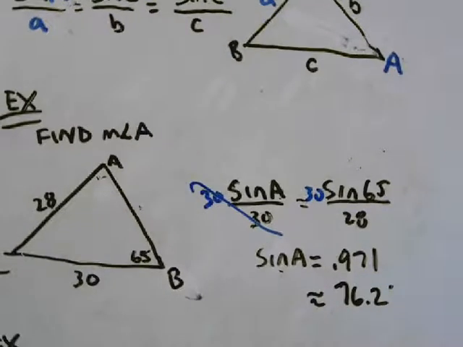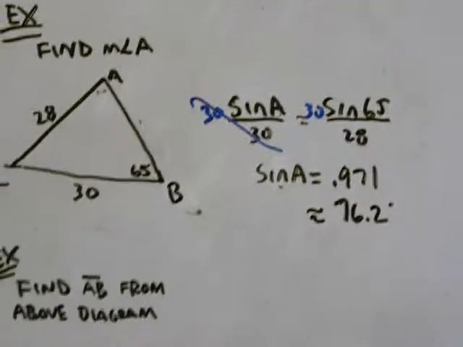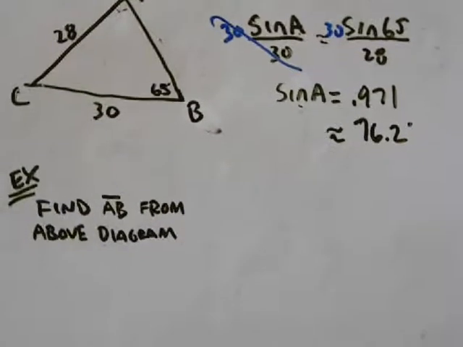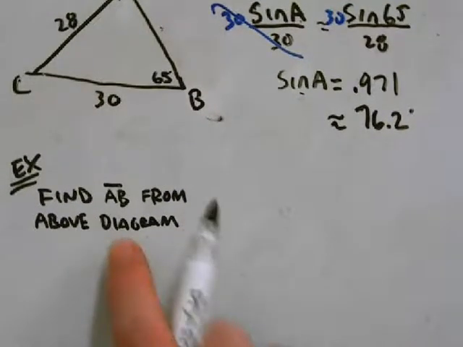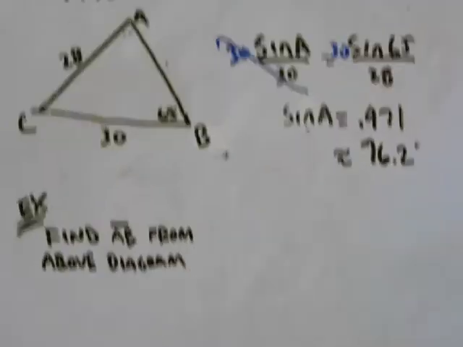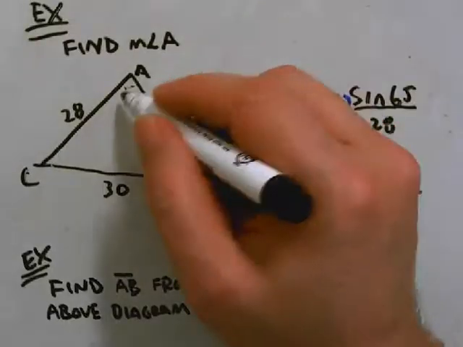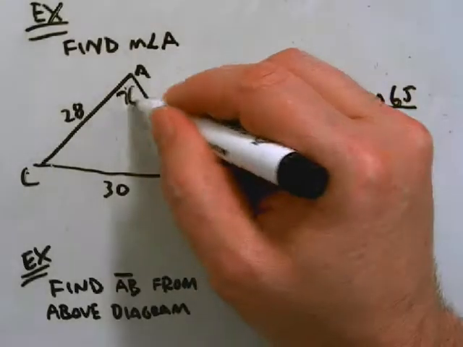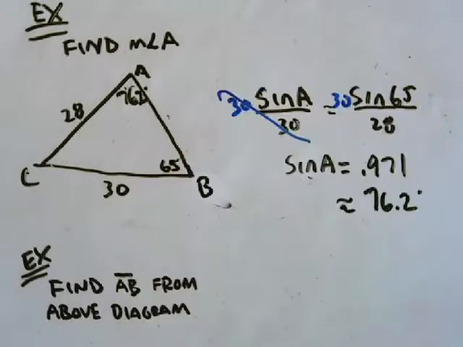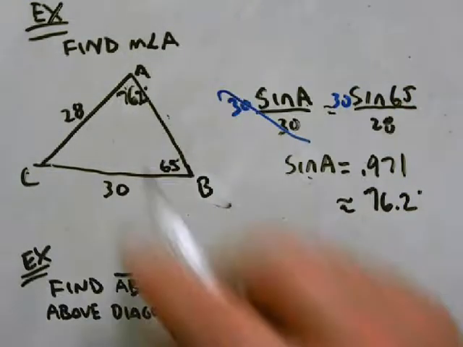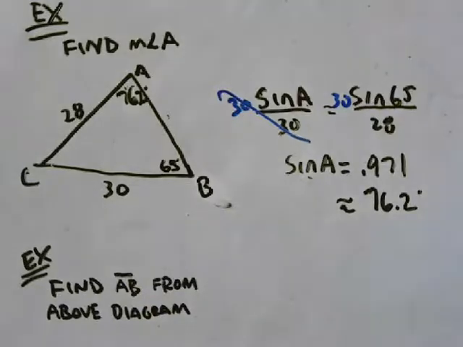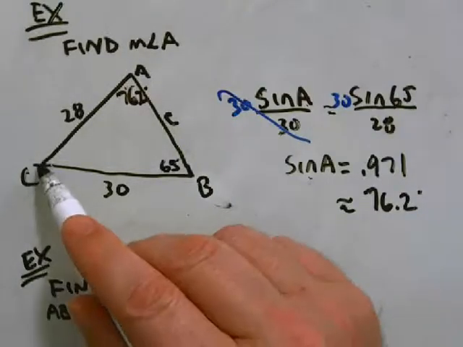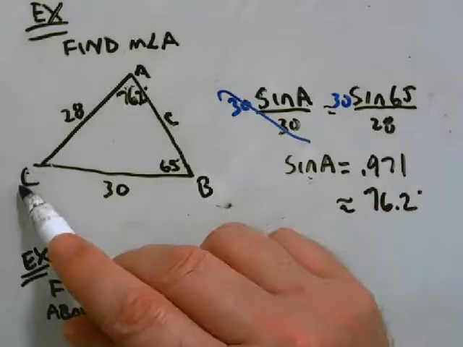We can also use the law of sines to find a side. And let's go back up to the triangle and put 76.2 in there for that measurement, since we just found it. It's a little bit rounded off. But now what we want to do is find AB, which is really little c, isn't it? And the problem is we can't put the sine of c over c, because we don't know what that angle is. But we can figure it out since we have two angles.